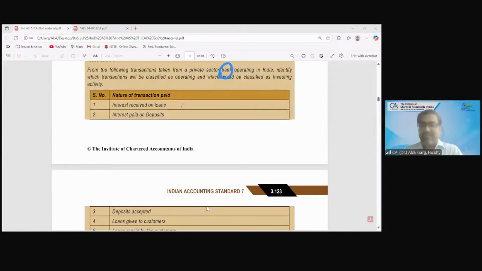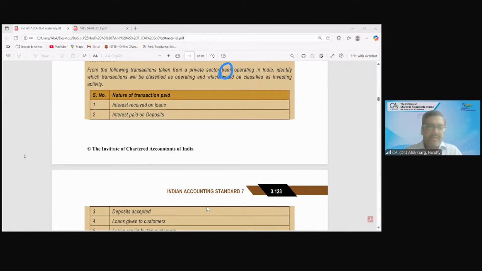Commission received. It's operating. Lease rental paid for various branches. It's operating. Service tax paid. It's operating. Service tax paid is operating.